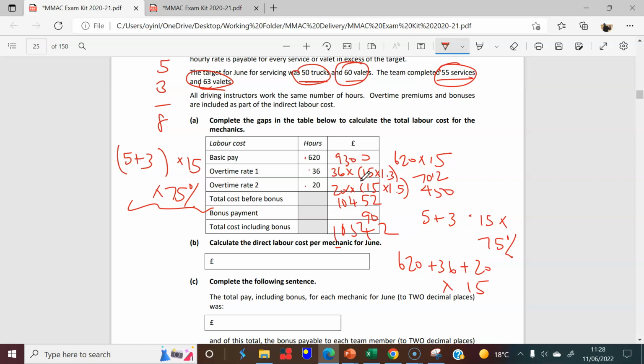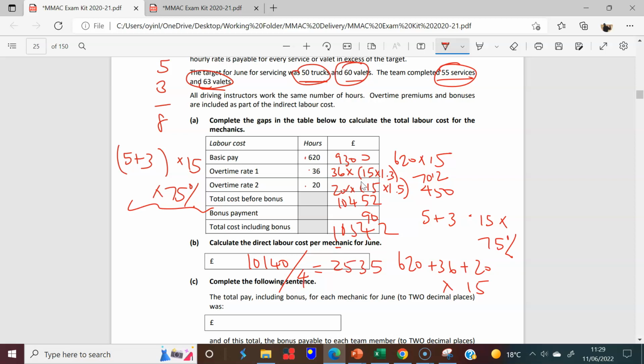Because you see, this is what we charge people at. We will say, what is the labor cost of something? And we would do that. And then if there's any overtime, there is. But in terms of just the direct labor cost, it's 620 plus 36 plus 20, and then we multiply that by 15. So all of this times 15 is 10140. Divide that by 4 because you have 4 mechanics, and you have 2535, right?